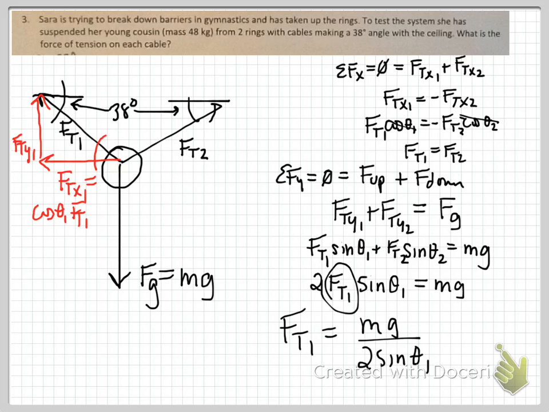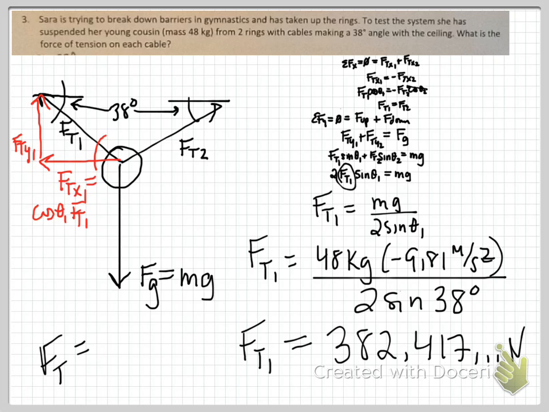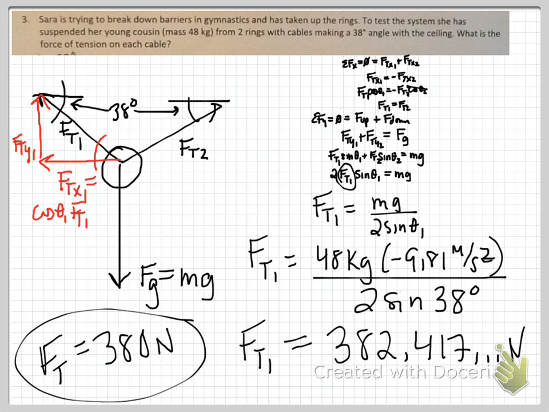When we compute, what we get is this. So force of tension 1, when we plug in all our numbers, looks like this. And it gives us a raw answer of 382.417, etc., newtons. So our sig fig answer, since we only have 2 sig figs to work with, is that the force of tension on each cable is equal to 380 newtons.